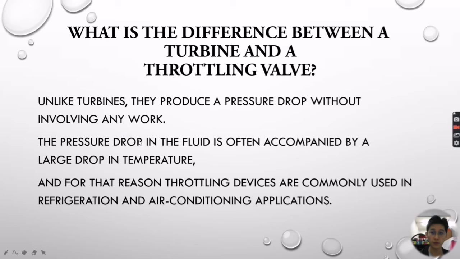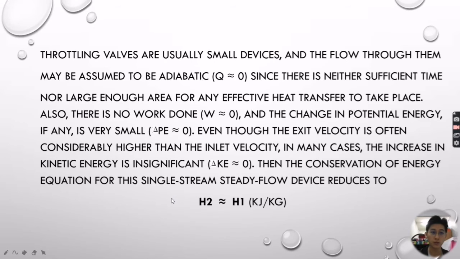So what is the difference between a turbine and a throttling valve? Unlike turbines, throttling valves produce a pressure drop without involving any work, so there's no work done throughout the process. The pressure drop in the fluid is often accompanied by a large drop in temperature. For that reason, throttling devices are commonly used in refrigeration and air conditioning applications.